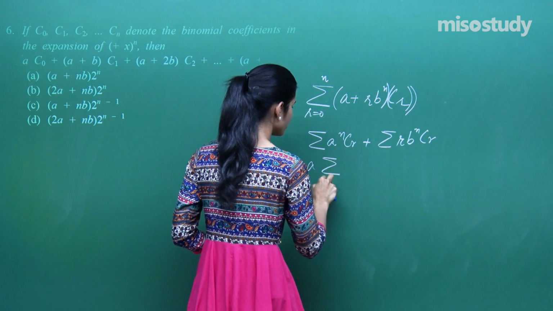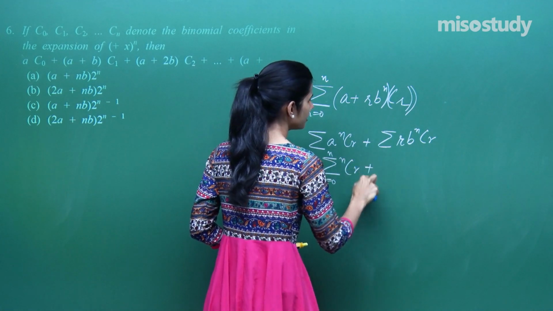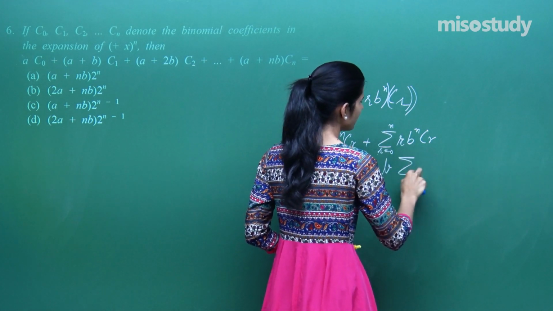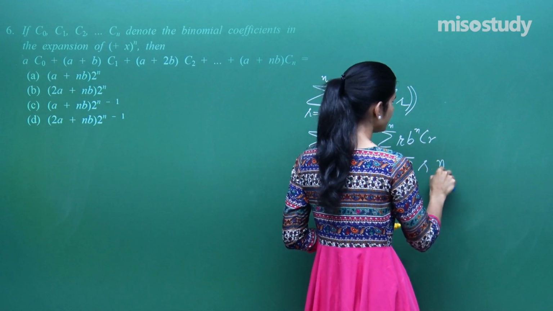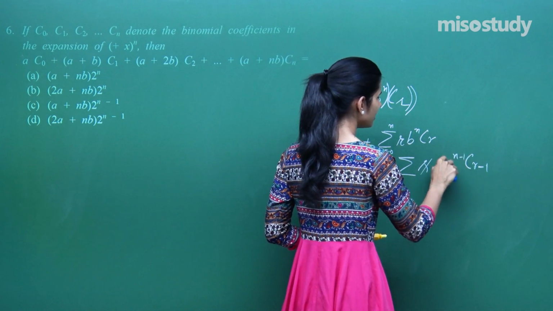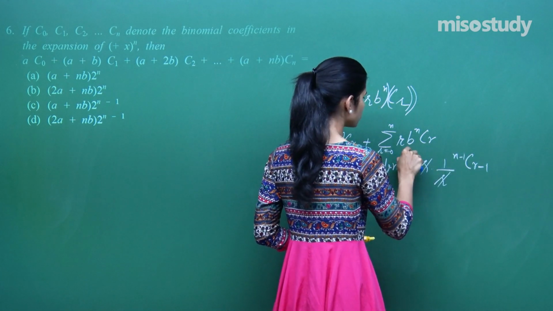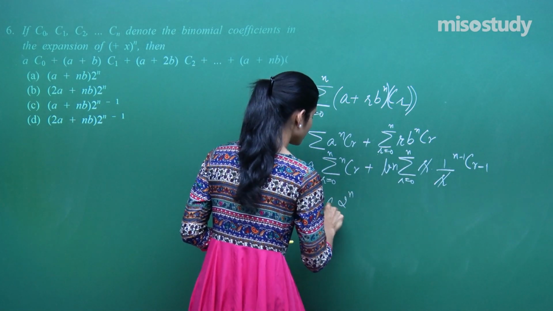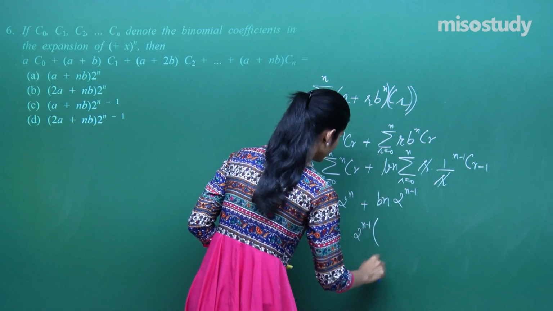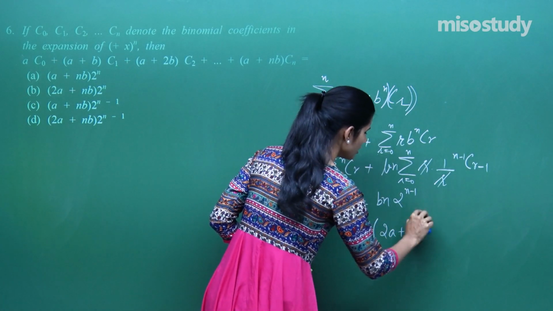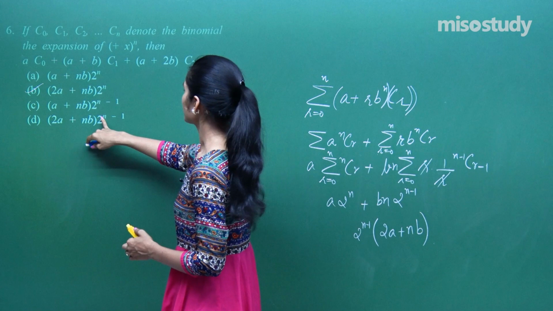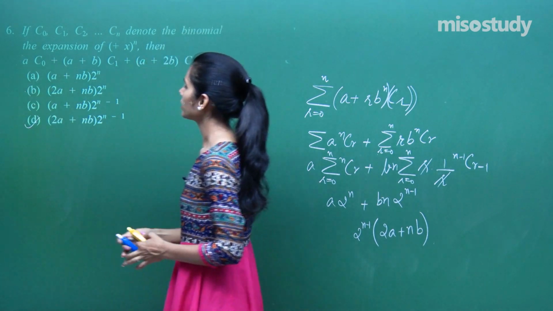a बाहर आ गया, बचा summation r going from 0 to n nCr. यहाँ पे b बाहर आ गया, this is r going from 0 to n. So you have summation r nCr can be written as n by r, n minus 1 C r minus 1. r gets cancelled, n निकल के बाहर आ जाएगा, r going from 0 to n. So this is equal to a 2 to the power n plus bn, this is 2 to the power n minus 1. 2 की पावर n minus 1 बाहर निकालूँ तो बचता है 2a plus nb. So you have 2a plus nb, or 2 to the power n minus 1 is outside. So this is this, not this, this one.